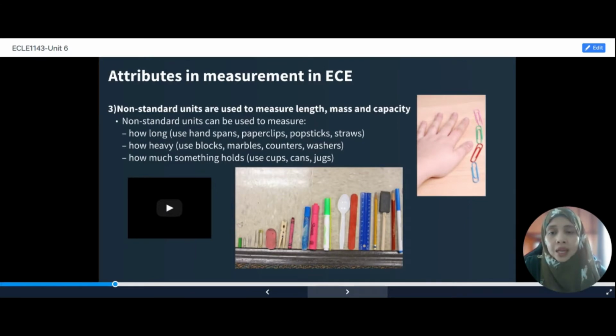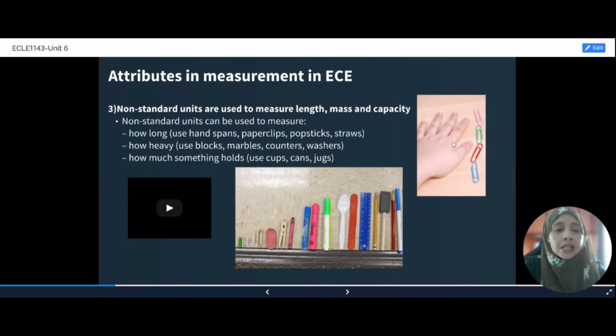Okay, non-standard units can be used to measure how long. Yang ini dia beri contoh, sama ada nak gunakan paper clips, pop sticks. Tangan saya panjangnya 4 paper clips. Ya, kat sini. So yang ini dia buat comparison, dia ambil semua barang-barang, yang mana yang lebih tinggi, yang mana lebih rendah. How heavy, use blocks or marbles or counters or washers. How much something holds, use a cup, cans or jug yang kita boleh masukkan dekat dalam barang tu.